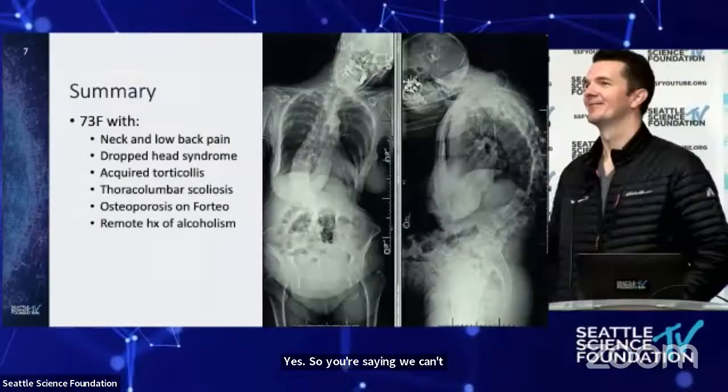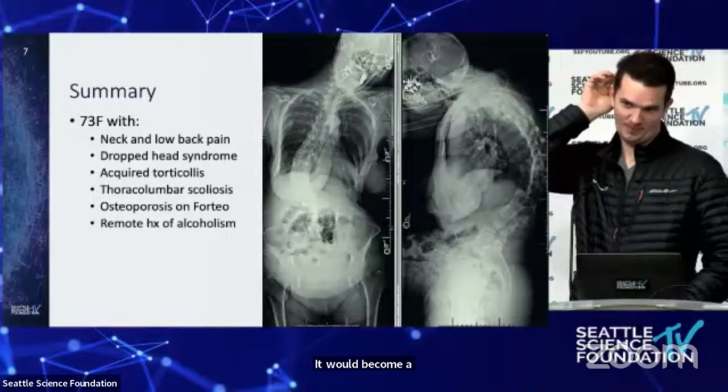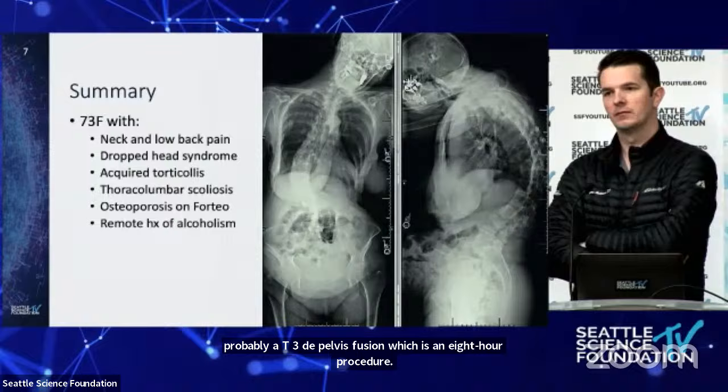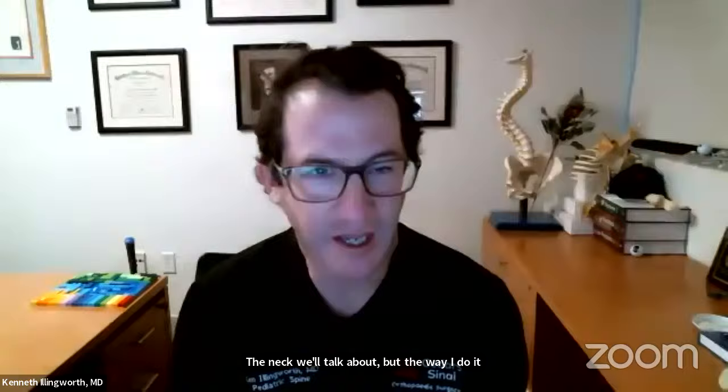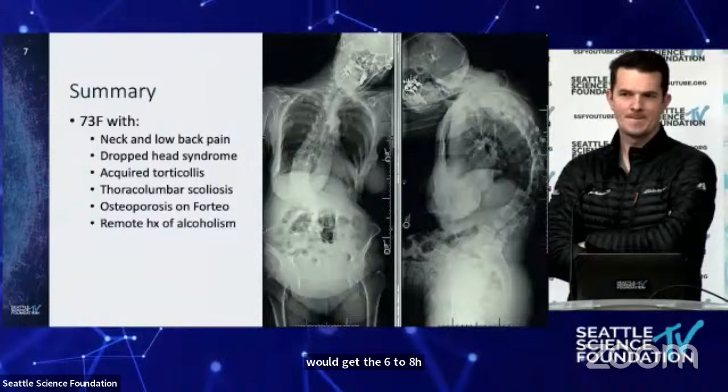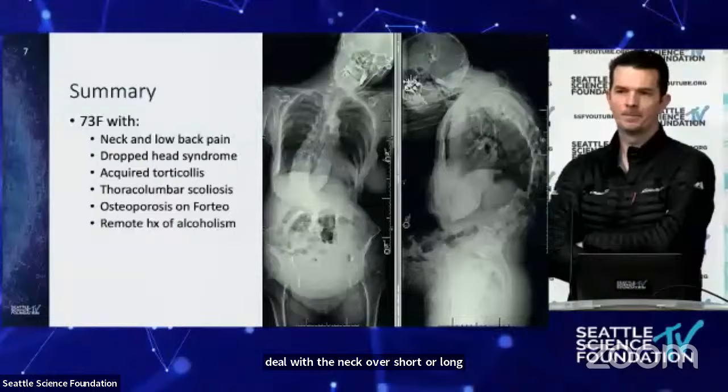I mean, in my humble hands, the thoracolumbar spine would be probably T3 to pelvis fusion, which is an 8-hour procedure. The neck we'll talk about, but the way I do it, in this patient, do you think you could reliably stop at T3? Not at all. We have to deal with the neck over short or long. The neck is the main burden for her. She literally has her chin on her side.